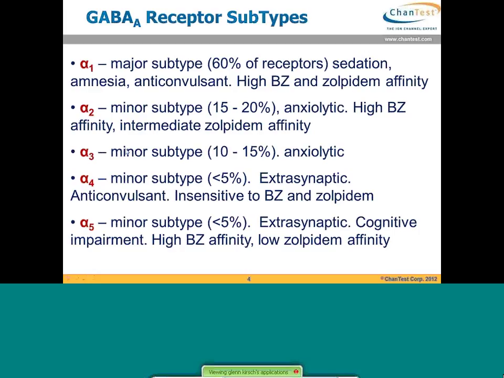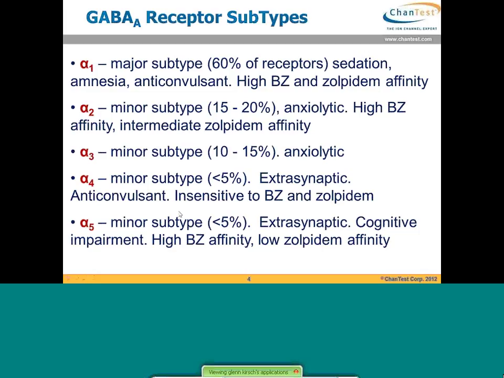Alpha 2 is a less frequently encountered subtype, with anxiolytic applications. It also has a high benzodiazepine affinity and intermediate zolpidem affinity. Alpha 3 through alpha 5 are minor subtypes. I'll point out in particular that some of them are insensitive to benzodiazepine, like alpha 4s.